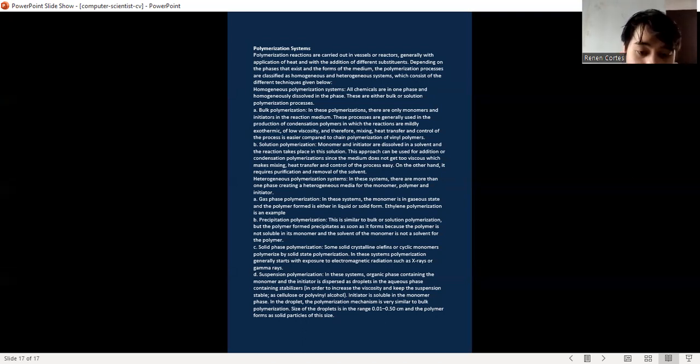For D, suspension polymerization. Organic phase containing the monomer and the initiator is dispersed as droplets in the aqueous phase containing stabilizers, such as cellulose or polyvinyl alcohol, in order to increase the viscosity and keep the suspension stable. The initiator is soluble in the monomer phase. In the droplet, the polymerization mechanism is very similar to bulk polymerization. The size of the droplets is in the range of 0.01 to 0.5 centimeter, and the polymer forms as solid particles of this size.